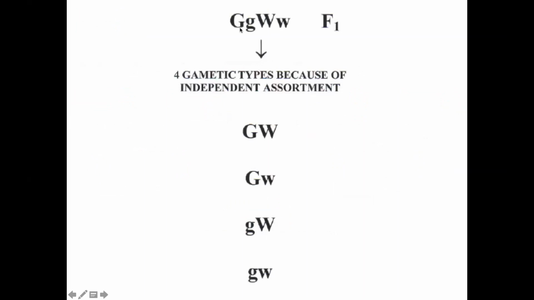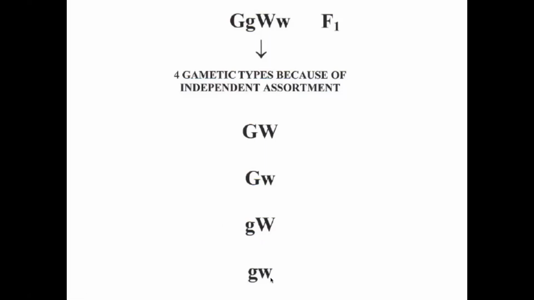I mean, big G is going to segregate into a gamete, little g into another gamete. But when big G segregates into a particular gamete through meiosis, there's an equal probability of it segregating with either big W or little w. Because we have independent assortment, we already know that from Mendel's work, there's an equal likelihood of either big W or little w segregating with that big G allele. And then the alternative is that little g will segregate into a gamete, and then there would be an equal probability of either big W or little w segregating into the gamete as well.